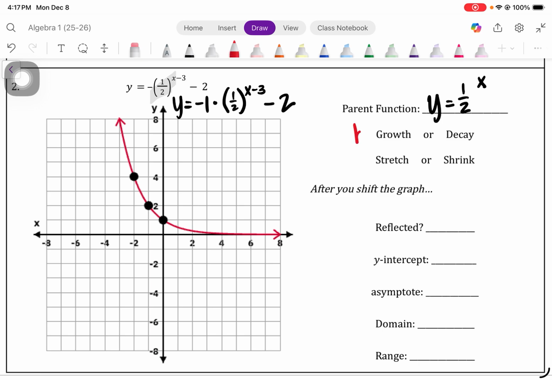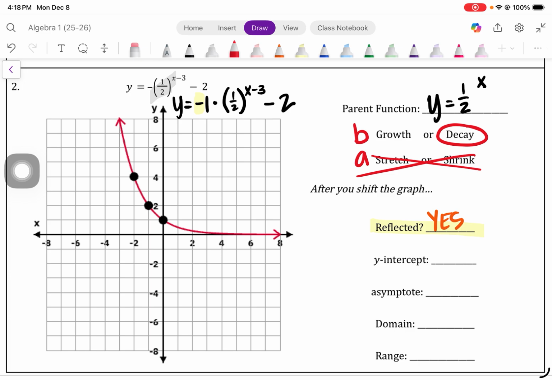When we're looking at a growth or a decay, we know this is a decay because the b value is less than 1. If I look at my equation, do we have a stretch or a shrink? My a value, I don't care that it's negative. The only thing that this negative tells me is whether I have a reflection. So because I have a reflection, I can say yes because it's negative, but that 1 does nothing. It doesn't change my 1/2. So that a value, which is just a 1, doesn't stretch or shrink my graph at all.